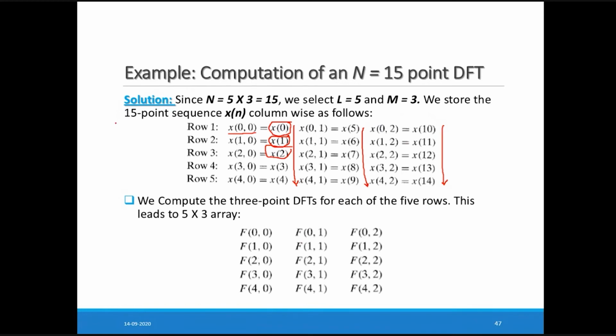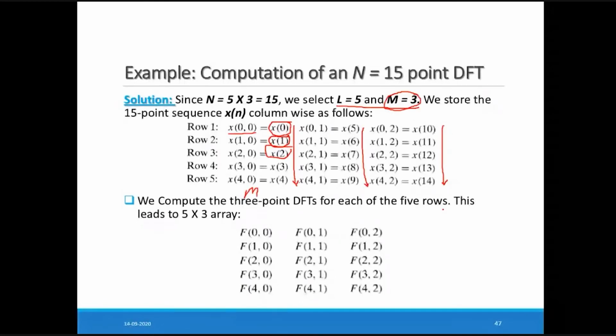When we find the 3-point DFT, your representation remains the same, 5 cross 3. Now you are only calculating the 3-point DFT. 3 is nothing but M, M is equal to 3. So in other words, you are calculating the M-point DFT for each of the 5 rows.